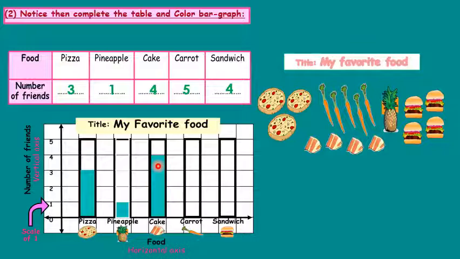How many carrots? 5. 1, 2, 3, 4, and 5. So I will color until I reach 5. How many sandwiches here? I have 4 sandwiches. 1, 2, 3, and 4. So now we can represent our data inside the bar graph, and also we can organize it inside the table. It's so easy, right?